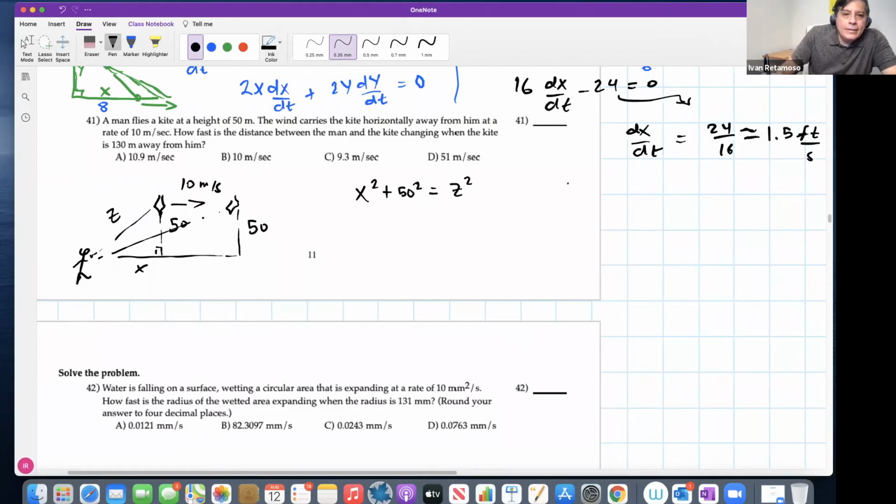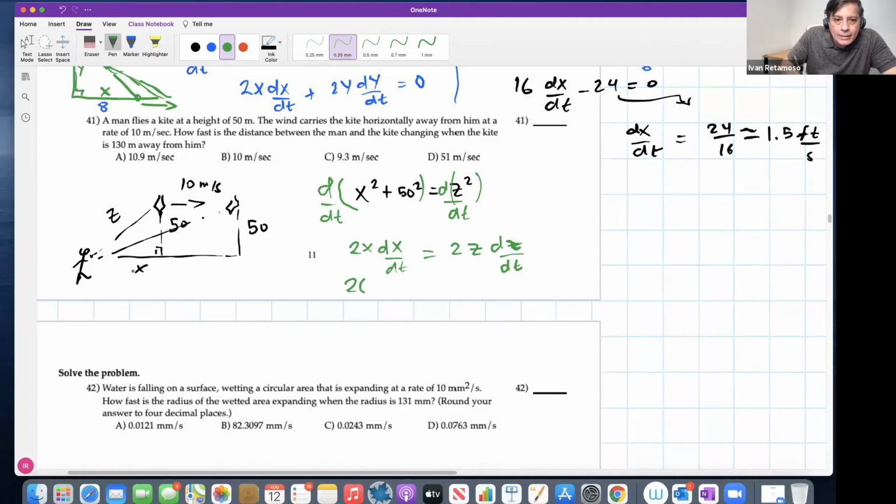Then when you take the derivatives on both sides with respect to time, what you're going to get is: the derivative of this with respect to time is twice x dx/dt, the derivative of this constant is 0, and the derivative of this is 2z dz/dt, right?